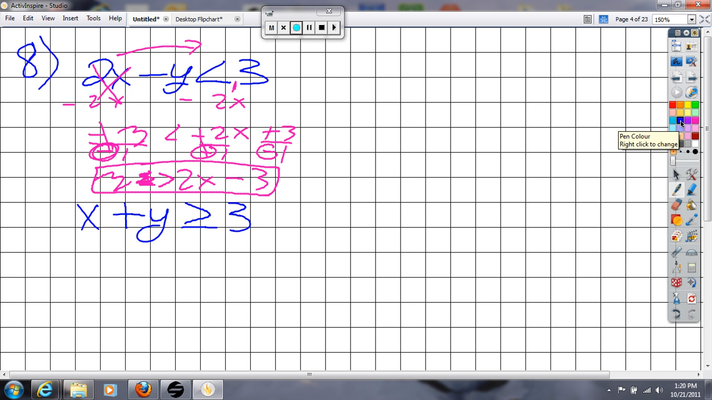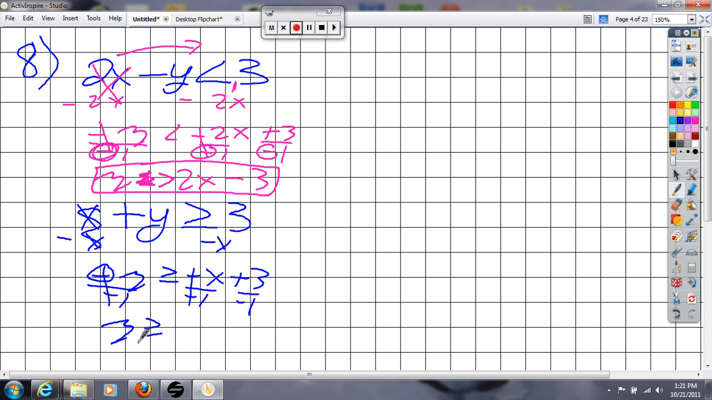Here I have to move the x to the other side. That's all I have to do. So the x's cancel, so I have negative y is greater than or less than negative x plus 3. I can't have the negative here, so I have to divide by negative 1. And the negatives cancel there and there. Now I have y equal to or greater than x minus 3.